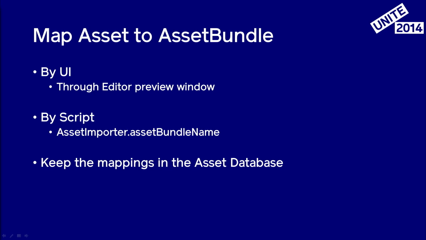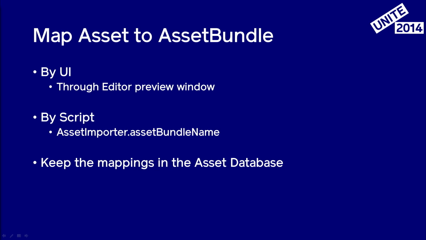So, mapping assets to AssetBundles. Okay, much better. Actually, there are two ways to map an asset into an AssetBundle. The first way is by UI, which I just showed through the editor preview window. And the second way is by setting the AssetImporter's assetBundleName.